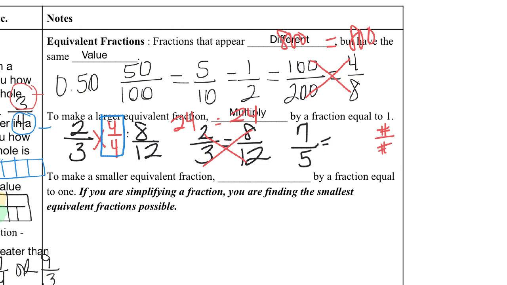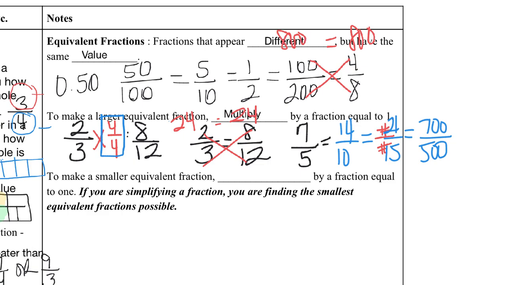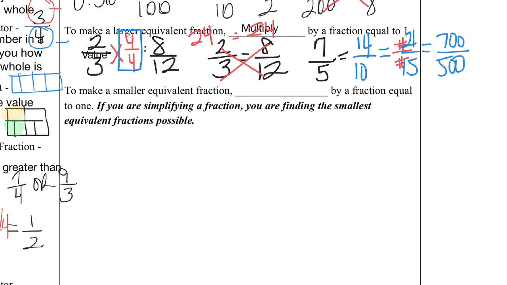Okay, so some potential answers. You could have multiplied by 2 and had 14/10. You could have multiplied by 3 and done 21/15. You could have multiplied by 100 and done 700 over 500. So anything where you're multiplying by the same number on top and the same number on bottom will generate a larger equivalent fraction. Okay, and moving down to our last section of notes.